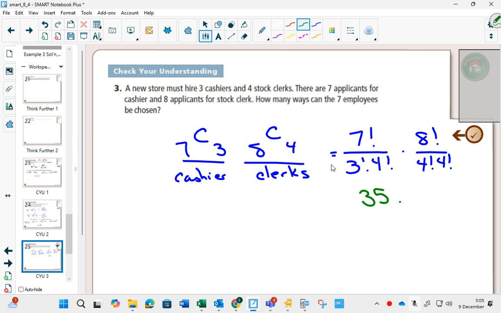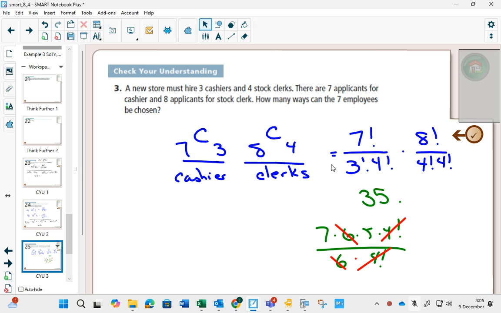You get 35? Yep. Right, expand the bigger one until you can cancel out. And then 3 factorial is 6, which cancels out with the 6. Everything's shown here. You go 7, 6, 5, 4, and you're like, ooh, there's a 4 on the bottom. I can cancel those out. And then 3 factorial happens to be 6, which cancels out. And you get 35.